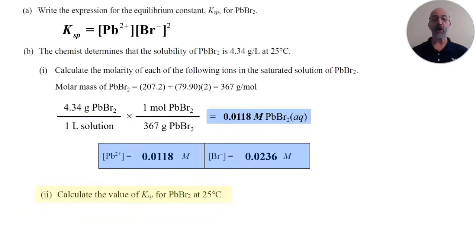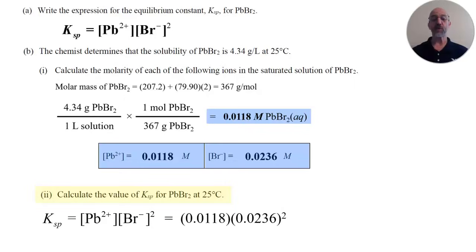It says in part B II, calculate the value of Ksp for PbBr2. Now that we know the answer to part B I, and we can take our answer to part A, let's simply plug in these values and do the math. So it's going to be the concentration of lead times the concentration of bromide squared. So this is what I put into my calculator: 0.0118 times 0.0236 squared.